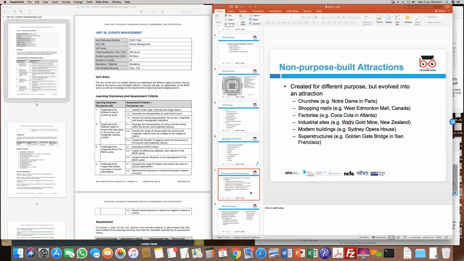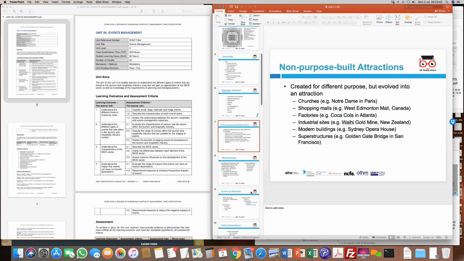Now, sometimes you look at, when we talked about, these are slides just giving you some examples of non-purpose built attractions. Now, look at a lot of man-made and natural attractions, but let's look at understanding some of them from a point and relate to that.